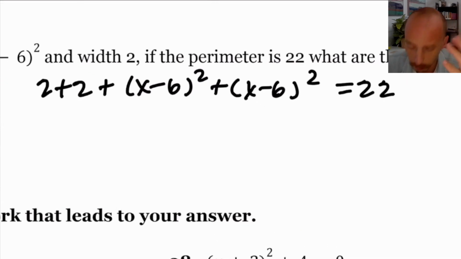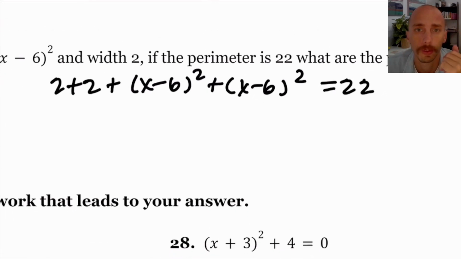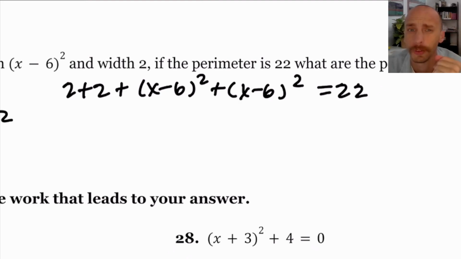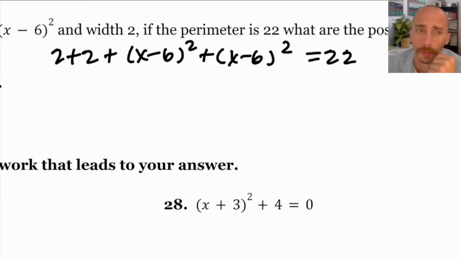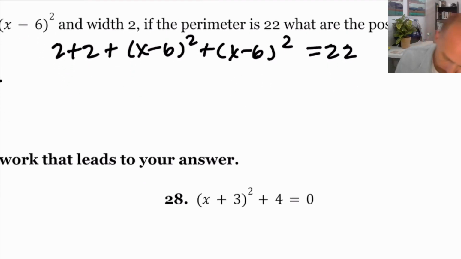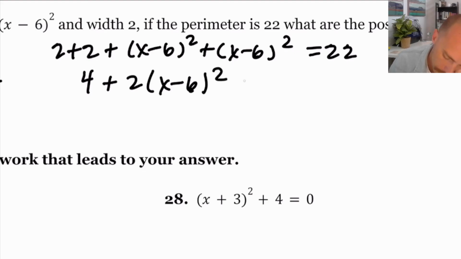Hopefully you've done this type of problem enough times, between the notes and the homework and the quiz. I think you should have done it 4 times. So hopefully you've seen the pattern here and you'll be ready for it when you actually do it on the test. 4 plus 2 of these x minus 6 square quantities is going to equal 22, and then I'm just going to solve pretty directly.